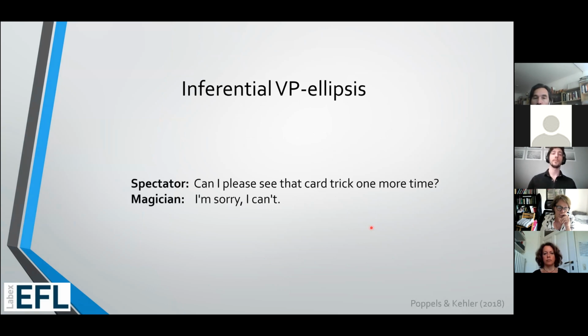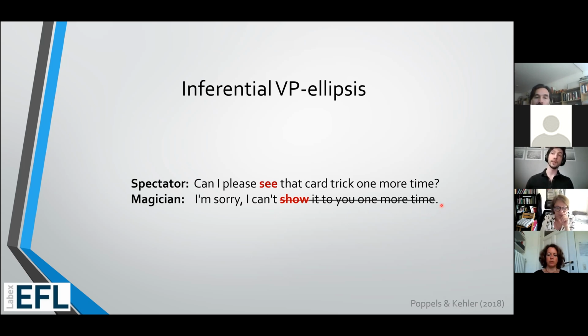Suppose you overhear a conversation between a spectator and a magician, a stage magician, and the spectator says, "Can I please see that card trick one more time?" And the magician says, "I'm sorry, I can't." Okay. Now you think to yourself, what does that mean? And you probably come up with something like this, right? "I'm sorry, I can't show it to you one more time."